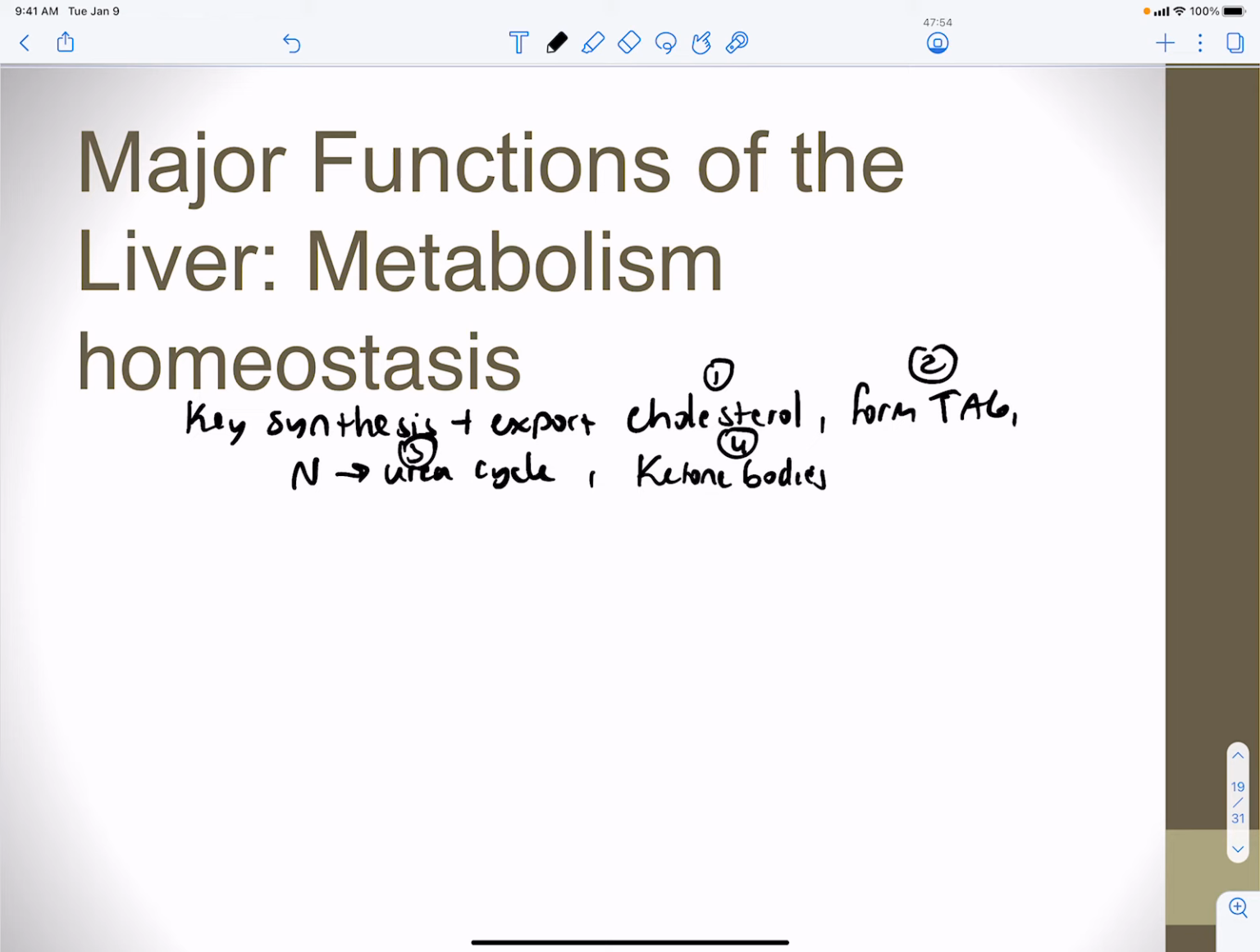So the liver can use most things for energy. It cannot use the branched chain fatty acids, it cannot use branched chain amino acids, and it cannot use ketone bodies. And it also is going to be important for nucleotide synthesis.